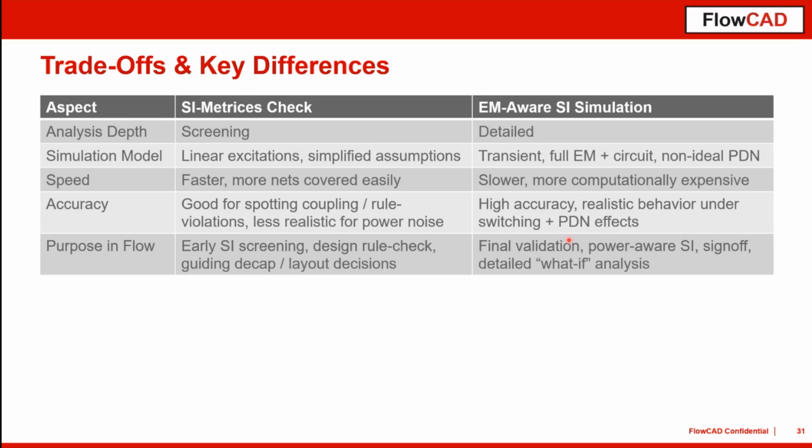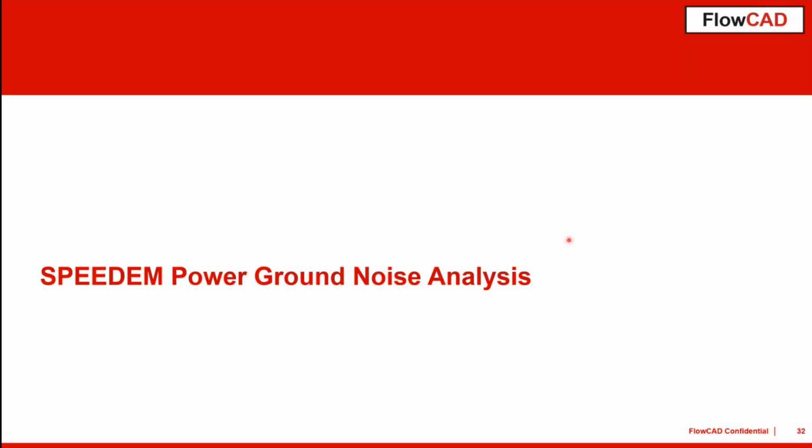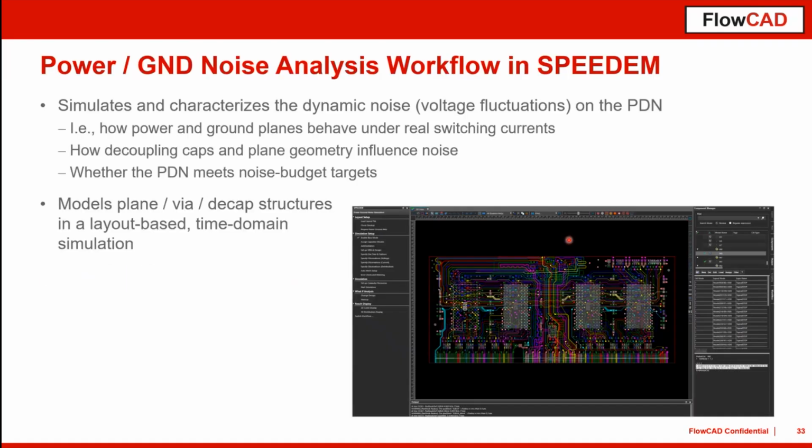Once you have done this first-order or second-order assessment of your PCB, you may also be interested to see if there are any power ground noise issues in your design. This can now be done with this power ground noise analysis workflow. The main purpose of this workflow is to simulate and characterize the dynamic noise, that means the voltage fluctuations on the PDN.